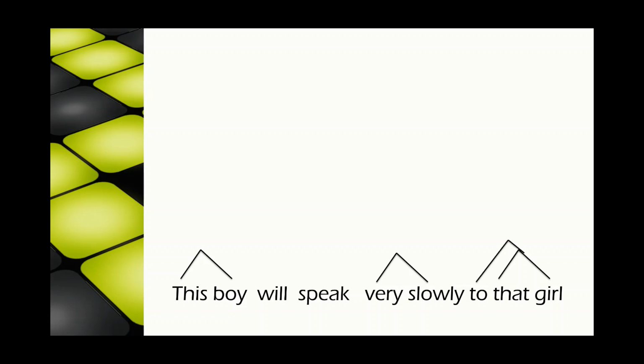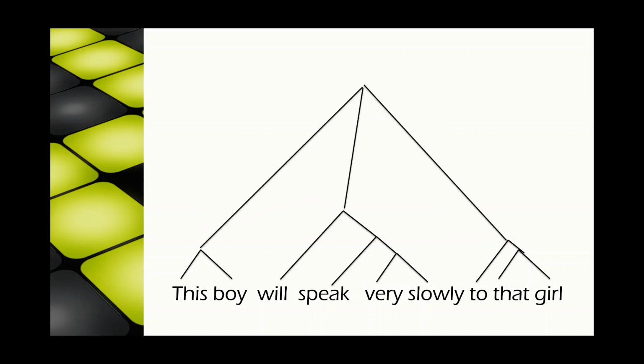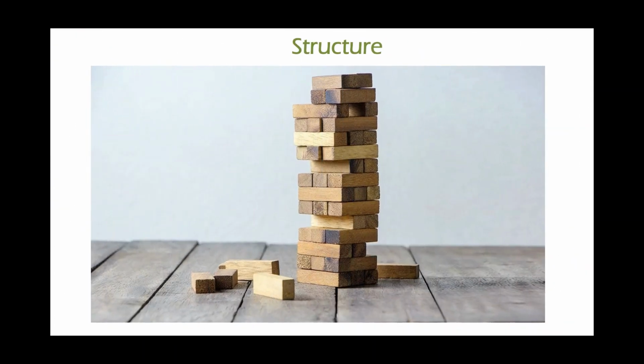And to that girl would go together in order to make a bigger phrase, and speak very slowly form another phrase. And actually will speak very slowly, this could be considered as one phrase too. And all of these phrases together would form a sentence. Well, that brings us to think about sentence structure.